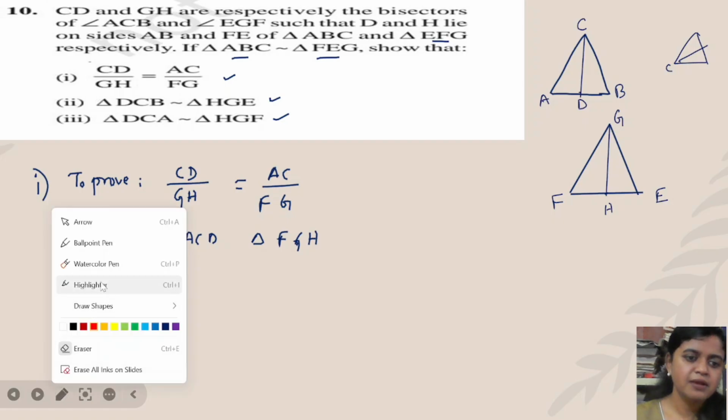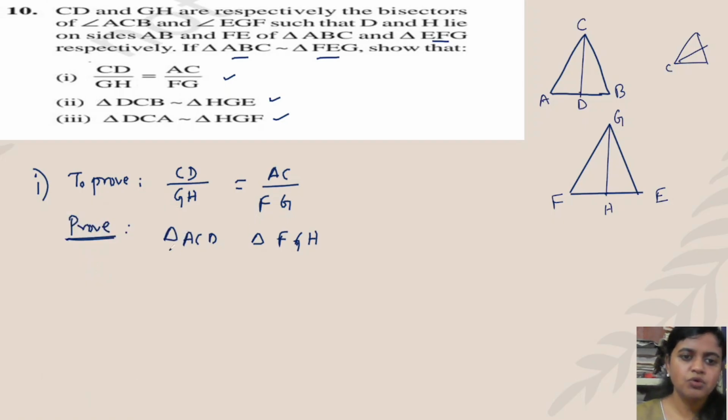So in triangle ACD and triangle FGH, for the first condition we have to prove they are similar, so we write the similarity sign here. The first condition is that angle A equals angle F. But why are they equal? Because, as we know, triangle ABC is similar to triangle FEG.